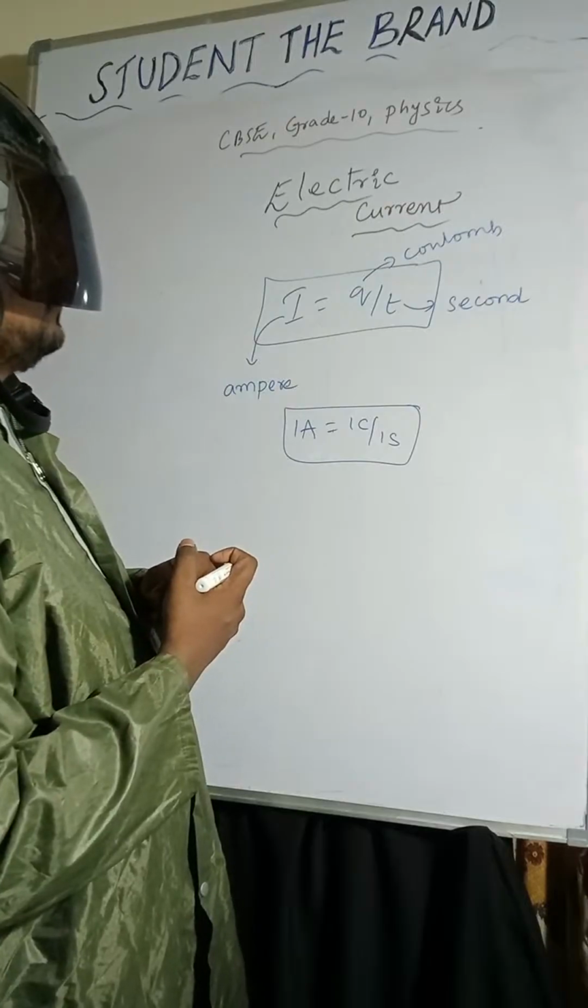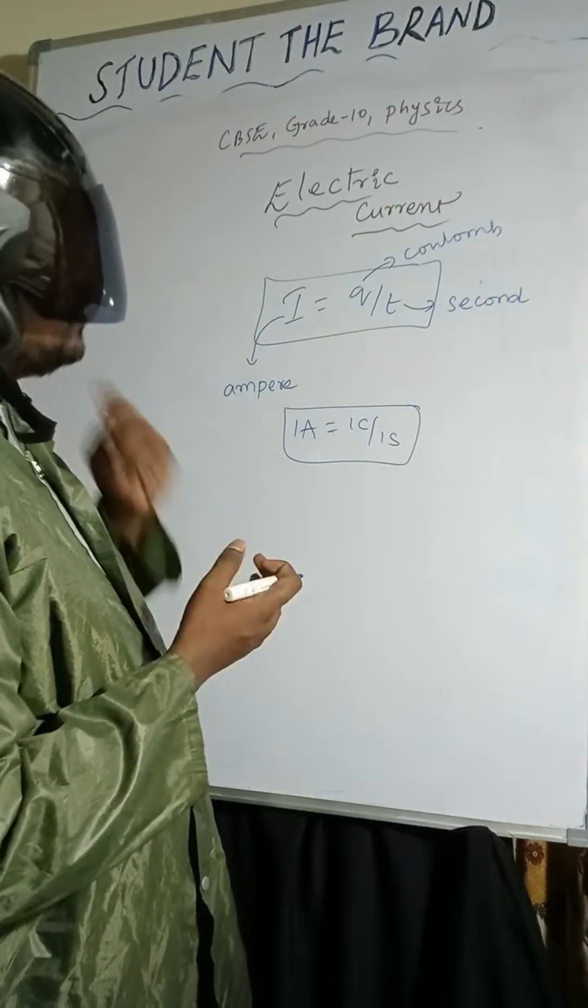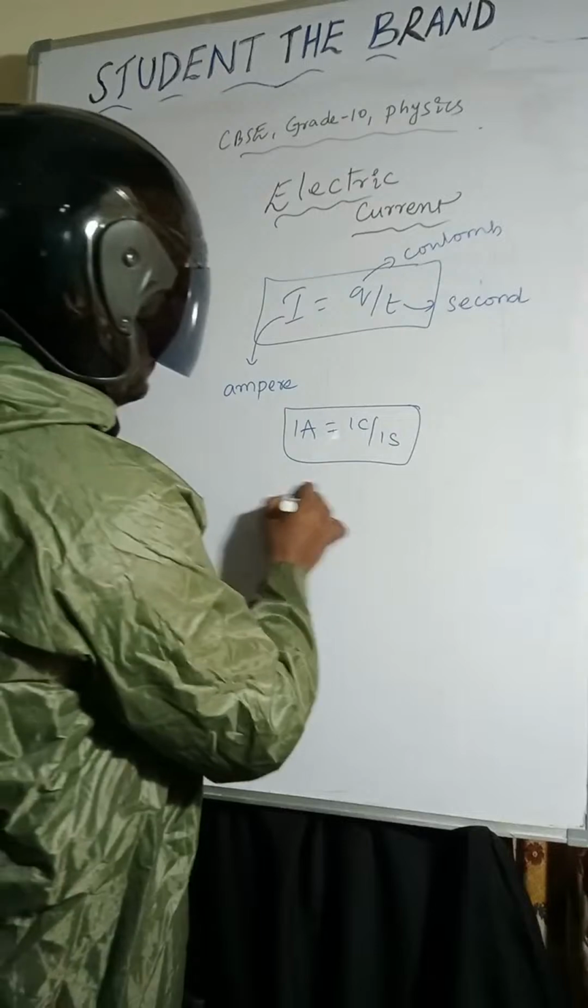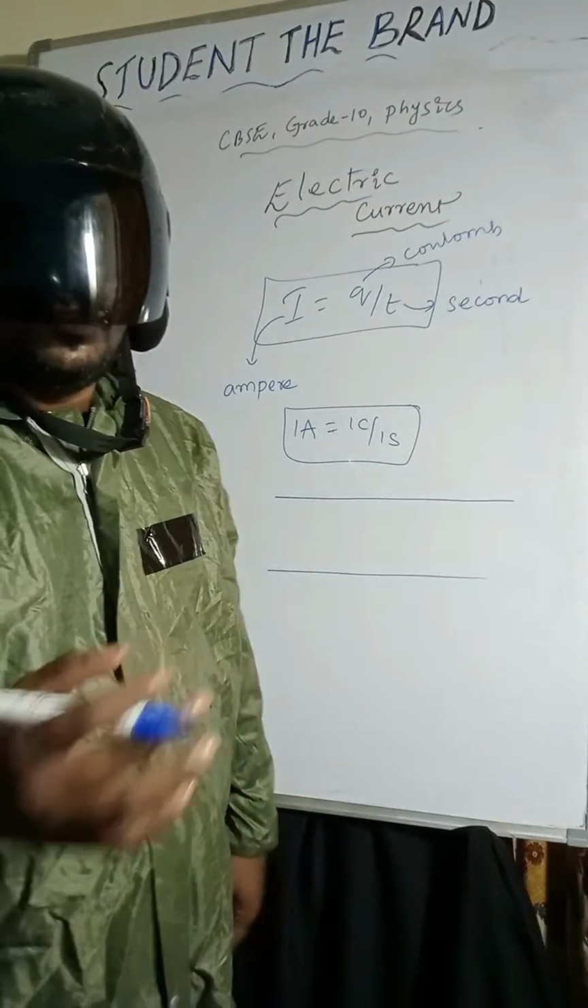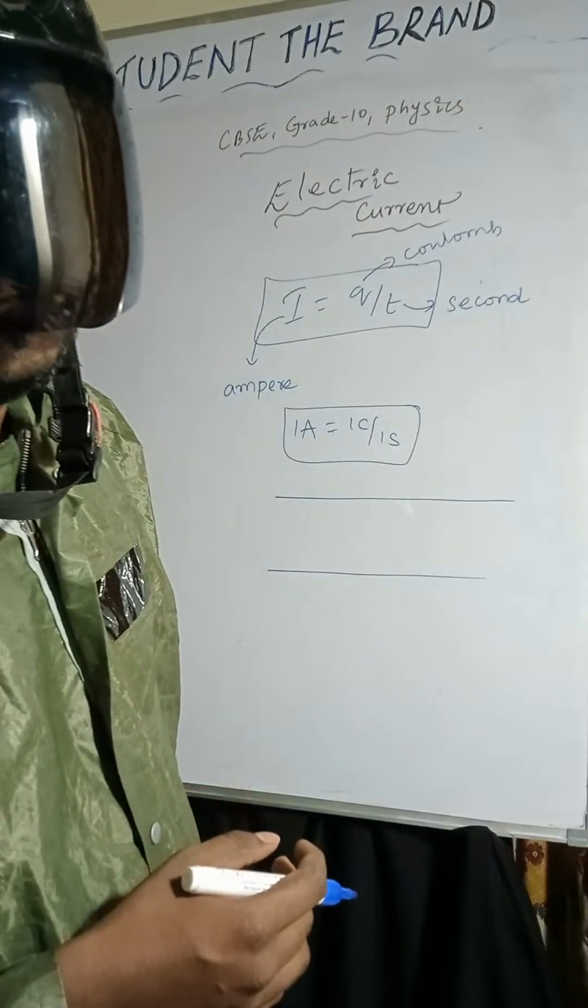Now here you can observe electric current. Now inside of the conductor, I am taking the conductor. Will only one electron flow?